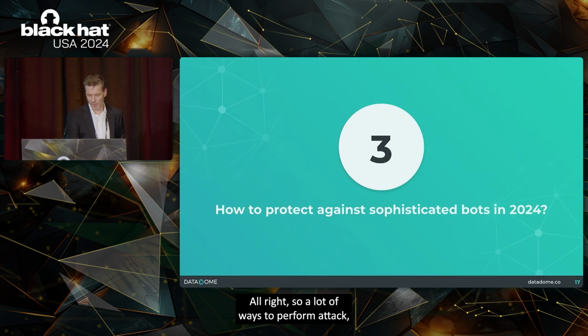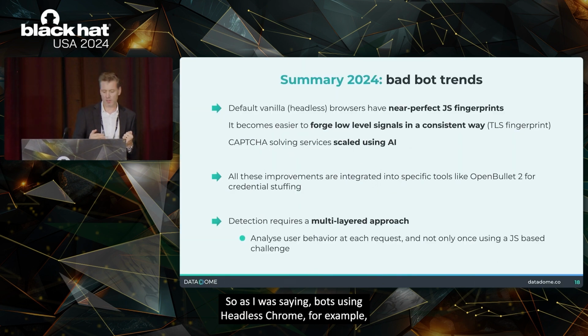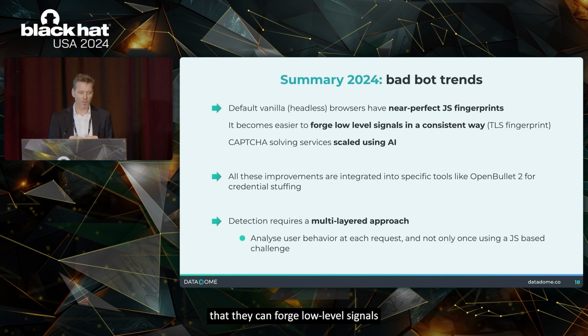All right, so a lot of ways to perform an efficient attack. Now let's see what we can do. As I was saying, bots using headless Chrome, for example, can have a clean fingerprint. Then they can forge low-level signals, such as the TLS fingerprint. That is something covered by the libraries. They can use services to solve CAPTCHA, very efficiently, as I was mentioning, even better than a human solving CAPTCHA. And on top of that, you have tools such as OpenBullet 2 that combine everything. So it's an all-in-one solution to perform credential stuffing attacks.